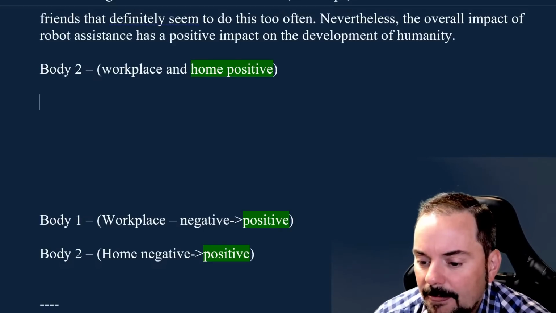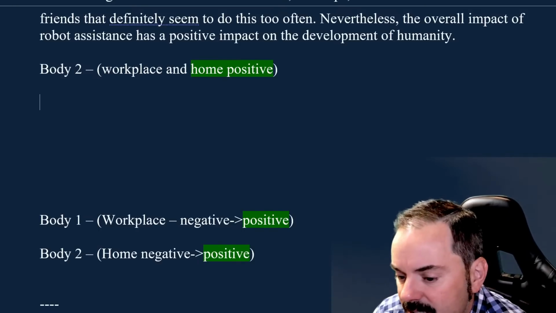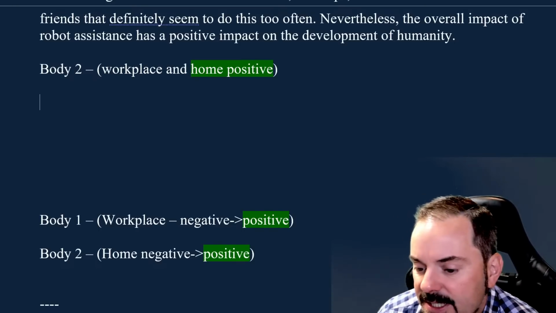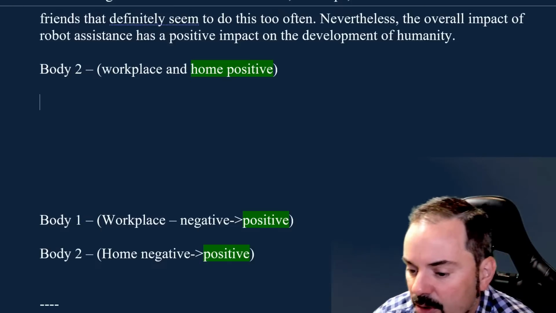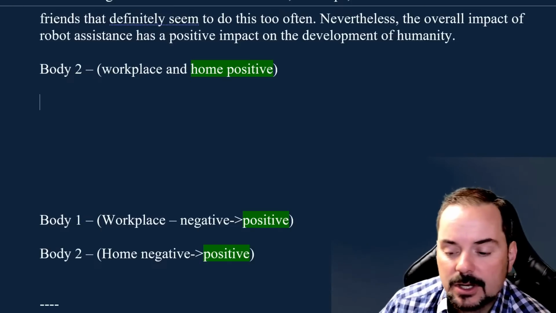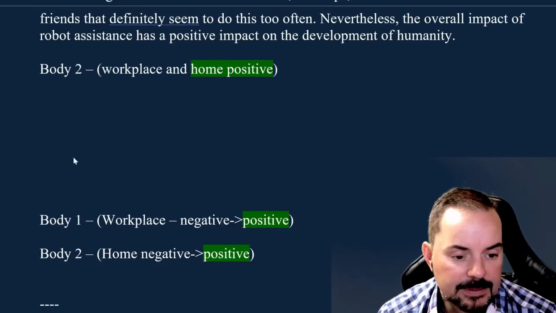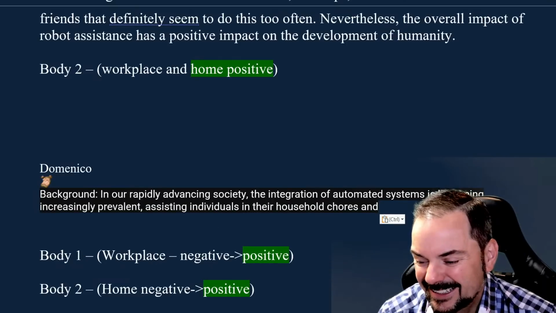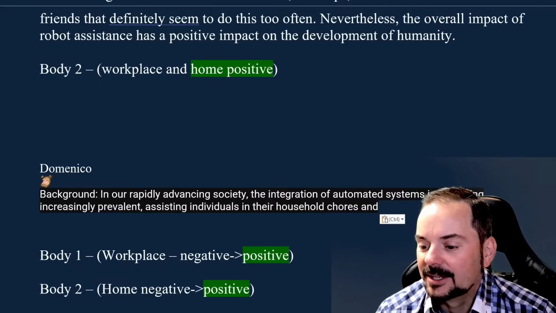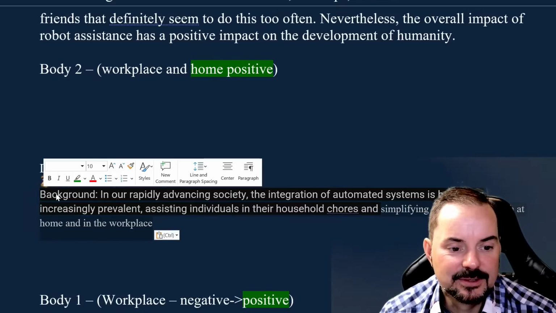Okay. All right. Domenico for the background says, in our rapidly advancing society, the integration of automated systems is becoming increasingly prevalent, assisting individuals in their household chores and simplifying their daily life both at home and in the workplace. Domenico, that is good. Little bit of repetition. Let me fix that for you before I get into body paragraph 2. See, so Domenico's paying attention. Of course he is, because he has an exam coming up, right? It's one way to put fire under your tuchus. You got to sit an exam the next few days.